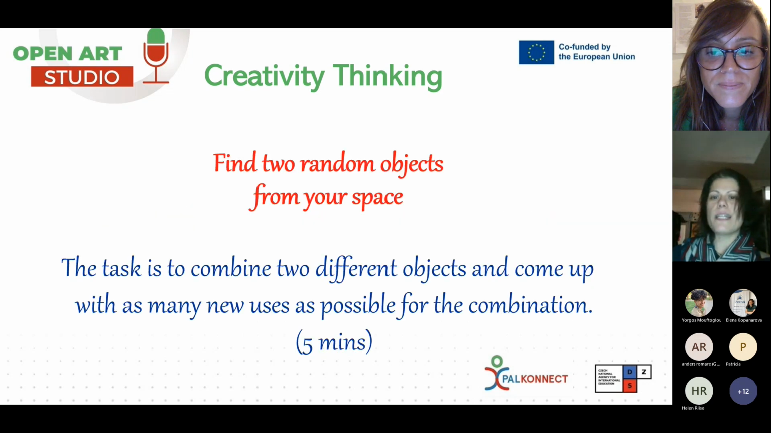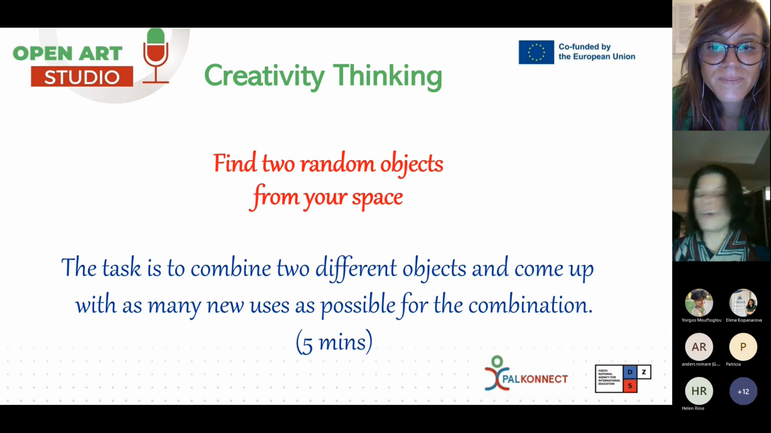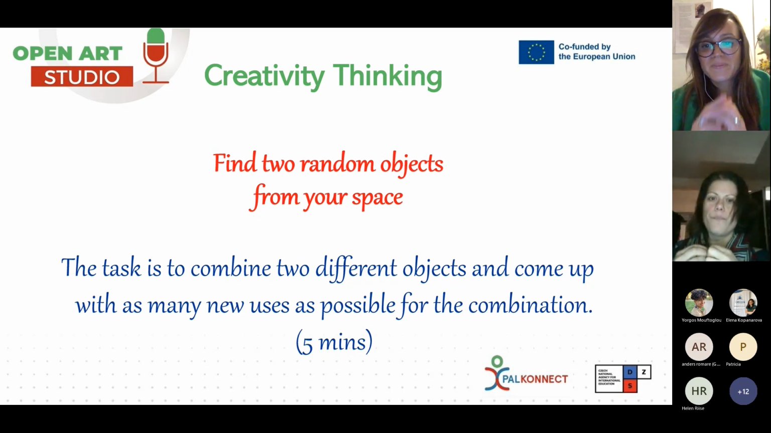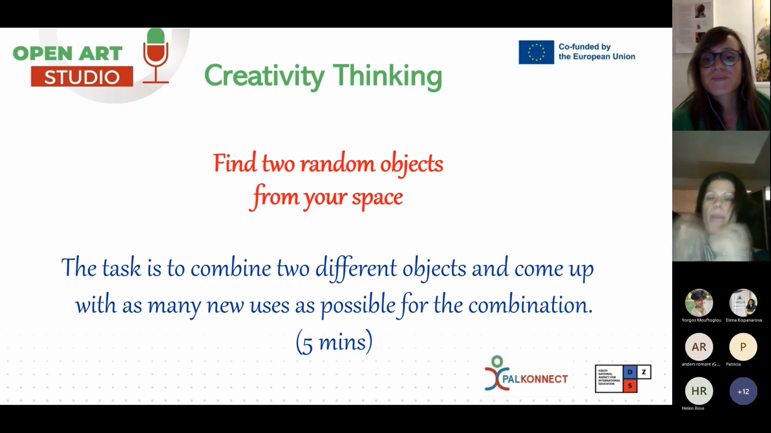The other assignment is to pick up from where you're sitting 2 different objects. For example, I don't know, now it's a bit calling me out, but the box with the sweets that you have next to your thing and your mouse, and try to come up with as many new uses as possible for the combination. So it's similar with the paper exercise.